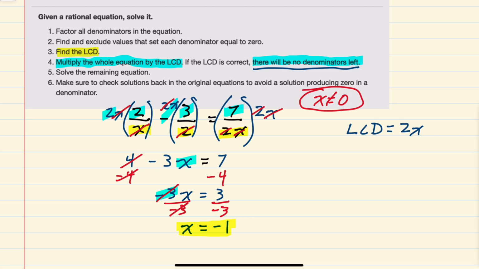And we noted at the beginning that x could not be 0. Our solution is x equals negative 1, so that's not a problem, because substituting this negative 1 in to our original equation does not give me any zeros in any of the denominators.